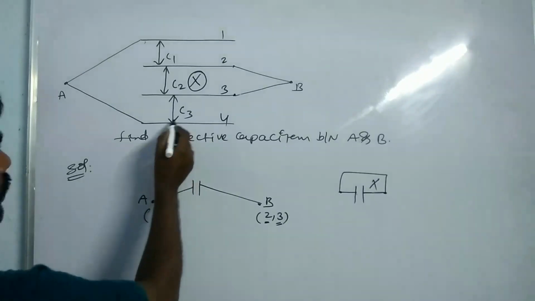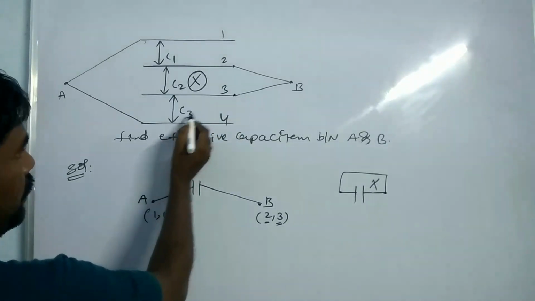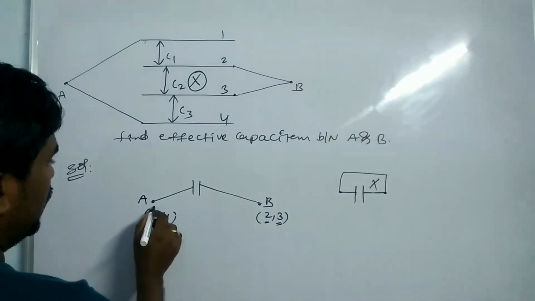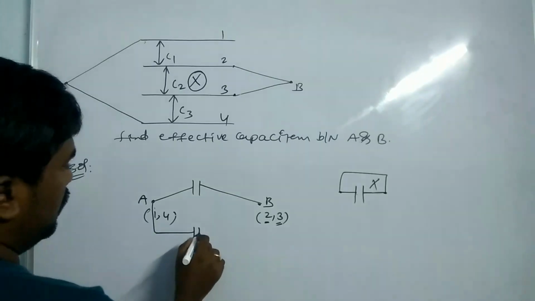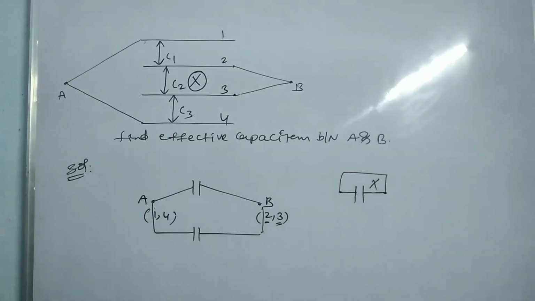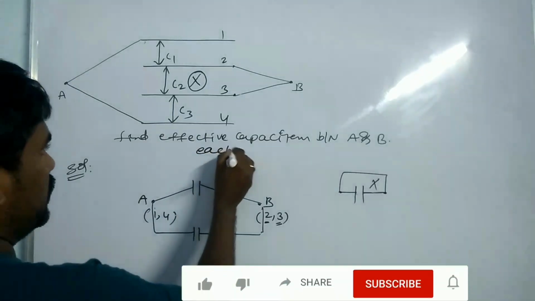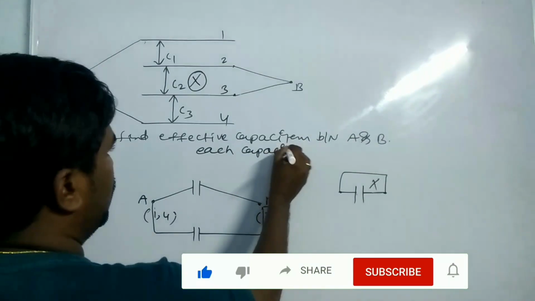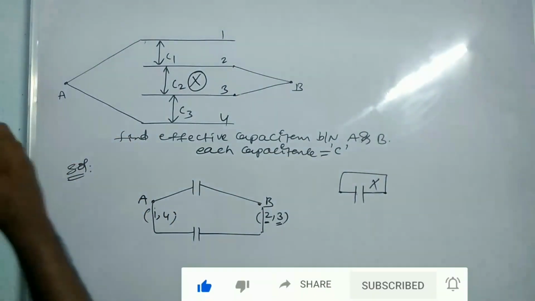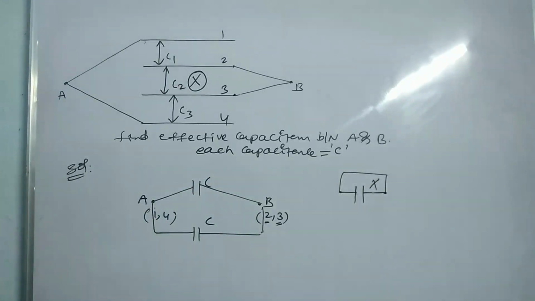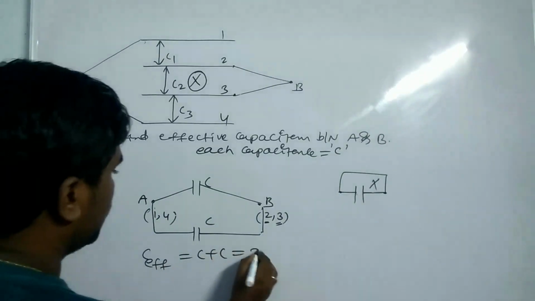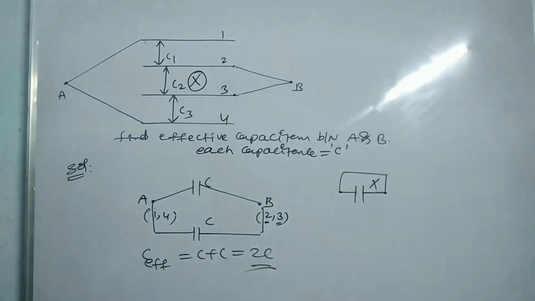And coming to the C3 capacitor between 3 and 4, this is 3 and this is 4. So here there is a capacitor, right? These two are parallel to each other. Each capacitance is C, then C and C are parallel. Therefore C effective is equal to C plus C, which is 2C. So this is the effective capacitance.